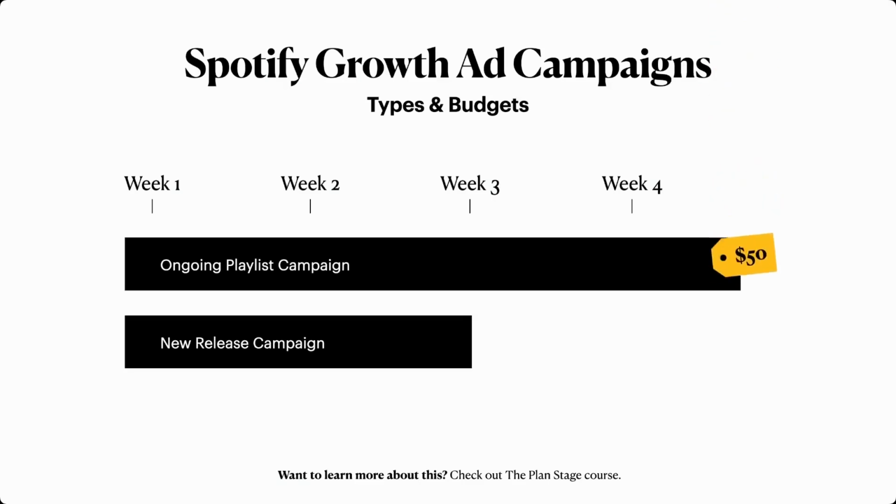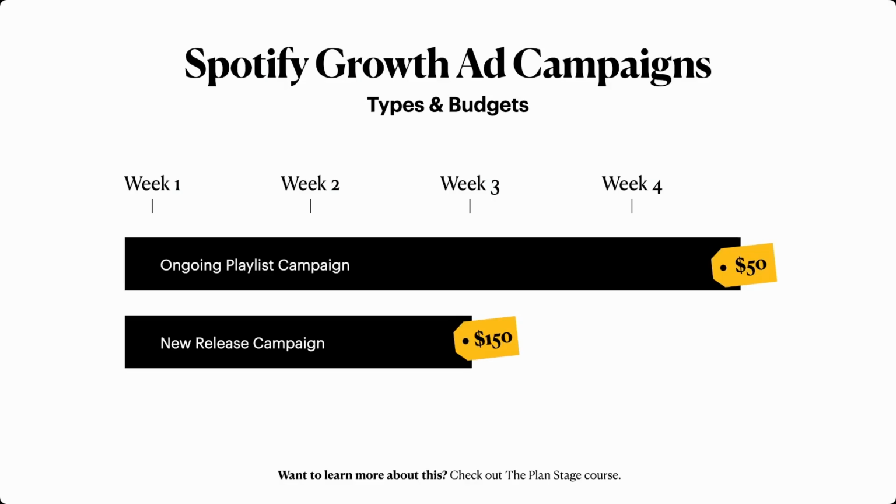So generally, in terms of costs, I'm usually looking around $50 for the month with ongoing playlist campaigns, so $2 or $3 a day. And for the new release campaigns, I'm usually spending about $150 for that first week or two or so that I'm running them. I've actually been experimenting with bringing that down. And generally, this is kind of where I'd recommend starting off.